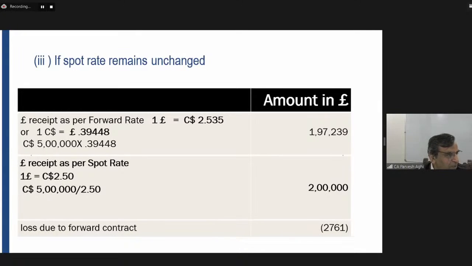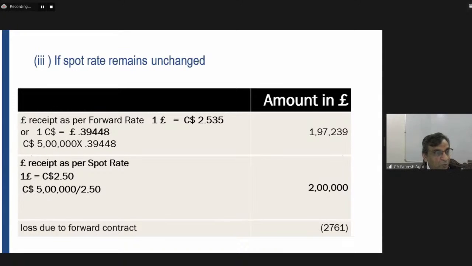If you have followed, please tell me. If you have any query, I'll answer it right away. So the last option was that the spot rate remained unchanged. That means the Canadian dollar has not declined, though it was destined to decline by 1.5% in the forward rate because of the interest rate differential.